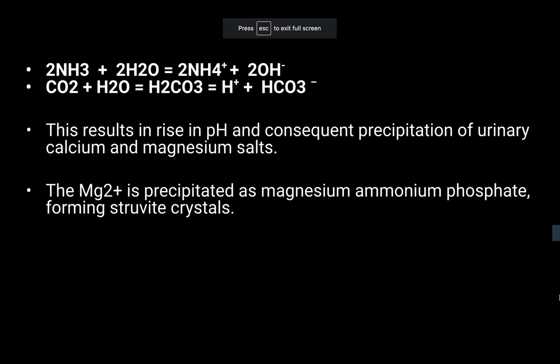What may be the composition? Since this is a staghorn calculus, this is likely to be what is called a true white calculus, or magnesium ammonium phosphate calculus. This is commonly seen in patients who have recurrent UTIs, specifically with Proteus. This leads to a large stone formation because of urease. E. coli is not commonly seen. It's commonly seen with urease-producing organisms, which include Proteus, Klebsiella, Providencia, Serratia, and Pseudomonas.